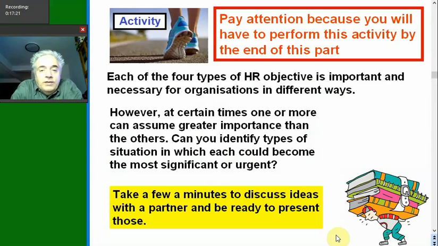Now let's do some activity, right? So pay attention, because you will have to perform this activity by the end of this part. So I will probably stop the video and let you do it by yourself, right? To see how much you understand. So each of the four types of human resources objectives is important and necessary for an organization in different ways. However, at certain times, one or more can assume greater importance than the others. Can you identify types of situations in which each could become more significant or urgent? Take a few minutes to discuss ideas with a partner and be ready to present those. All right.